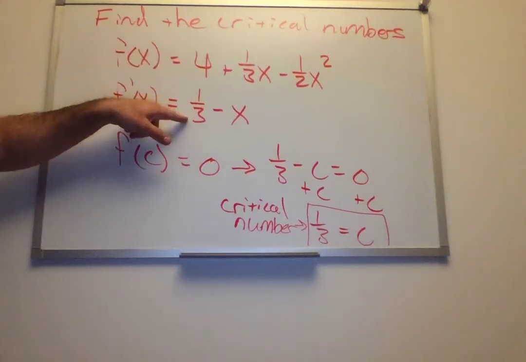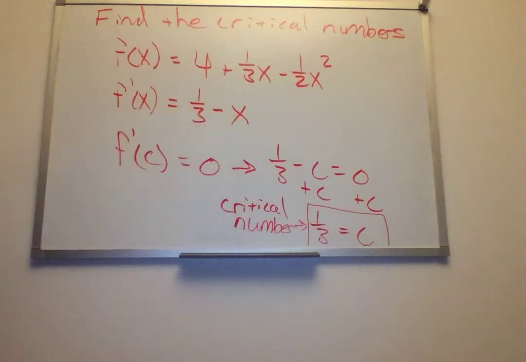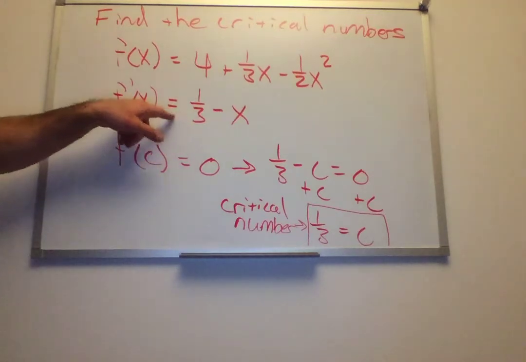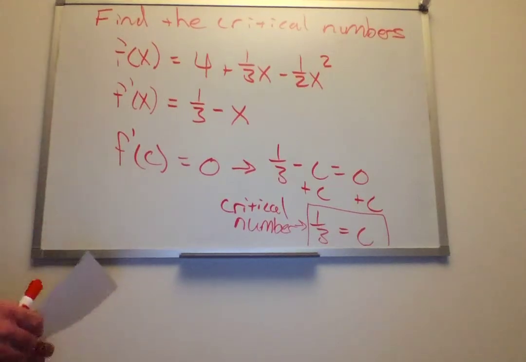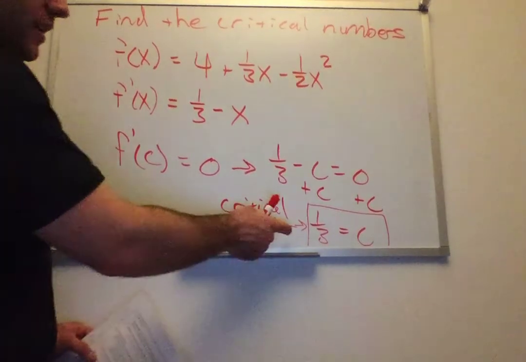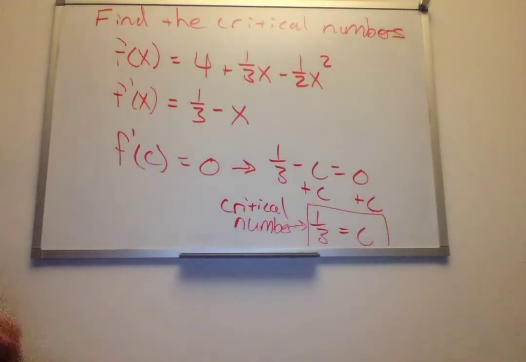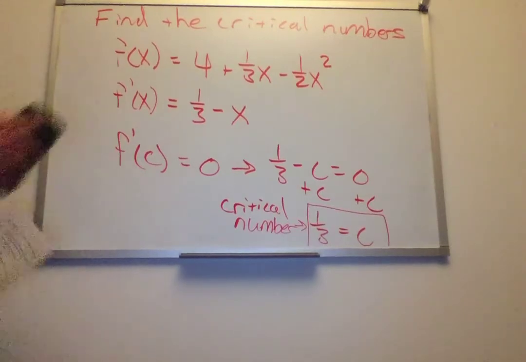The derivative, if you look at it, is a linear function. Linear functions have a domain of negative infinity to positive infinity. So this derivative is defined everywhere. It exists everywhere, so we're not going to get any critical numbers from finding the c values where it doesn't exist. Therefore, this is our only critical number. We have a critical number at 1/3. Let's do another example.